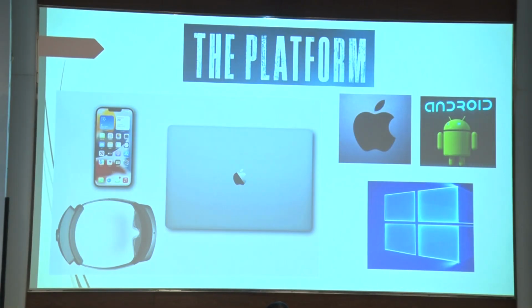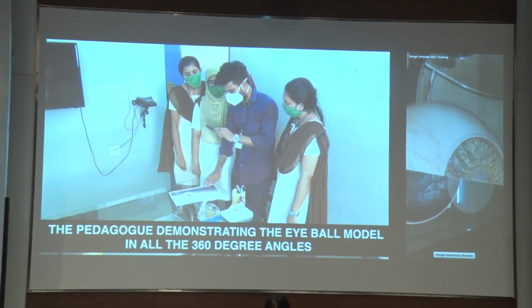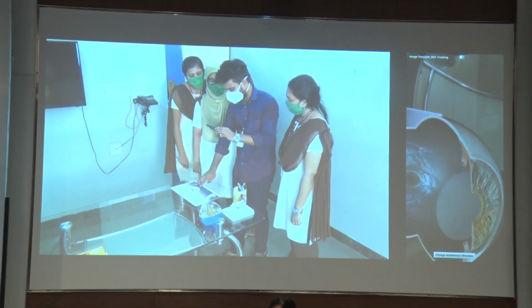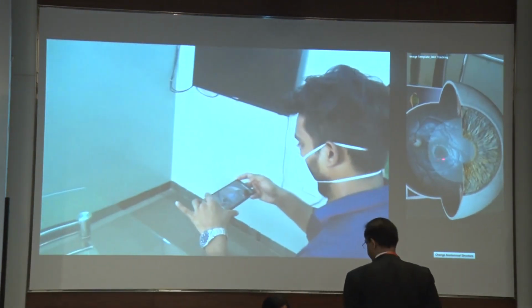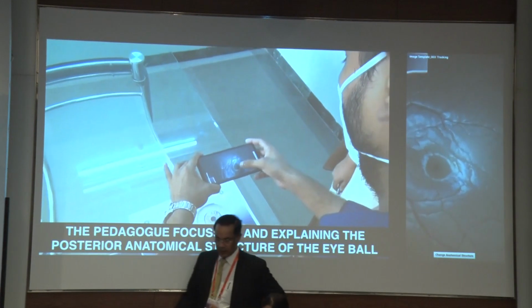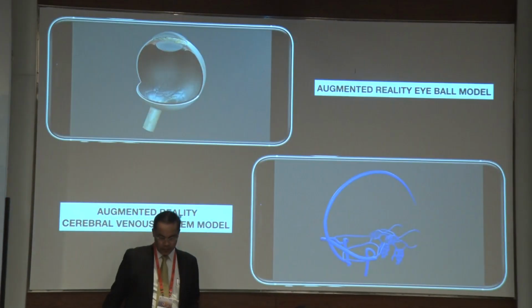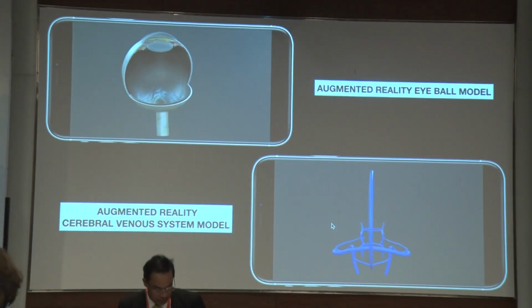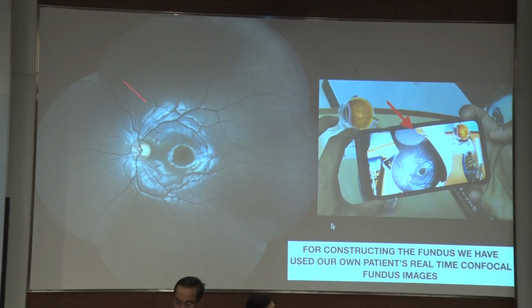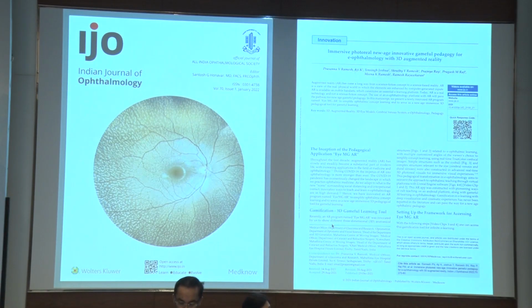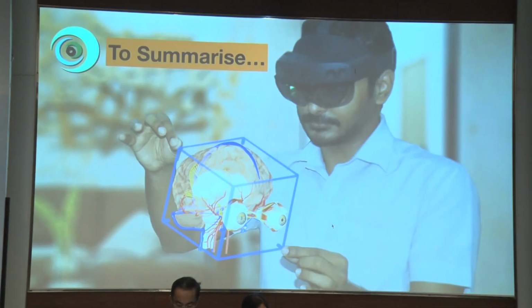So is this only for the holographic headset? No. We have also given it in the smartphone as well. All you need to do is install our application in the smartphone and you can see the holograms in the smartphone as well. Any slices can be examined, and augmented reality eyeball along with cranial nerve system, cerebral venous system. The unique feature of our holograms is that we use real images like the fundus, the anterior segment, the slit lamp, and we also published this concept recently in the IJO.